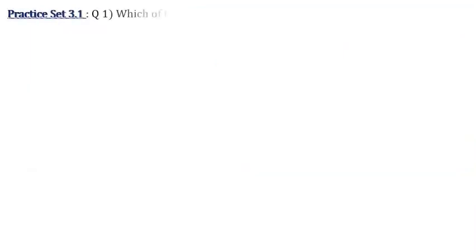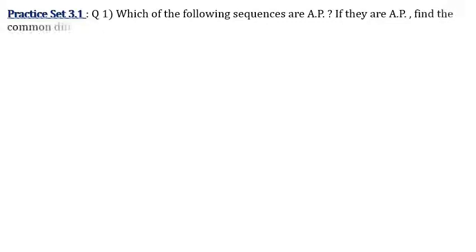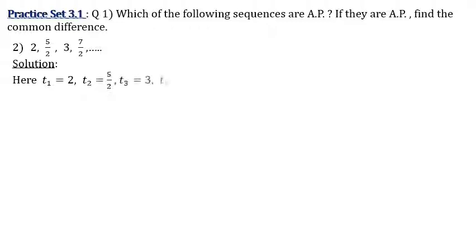Practice set 3.1. Question 1. Which of the following sequences are AP? If they are AP, find the common difference. We name the terms in the given sequence as T1, T2, T3 and so on. The given numbers will form an AP only if the difference between any two consecutive numbers is constant.